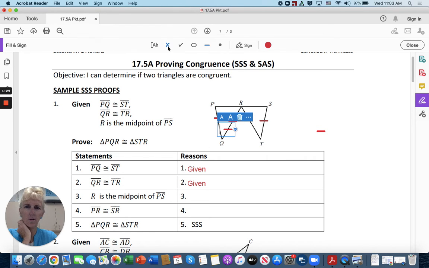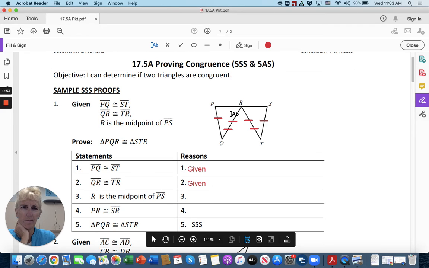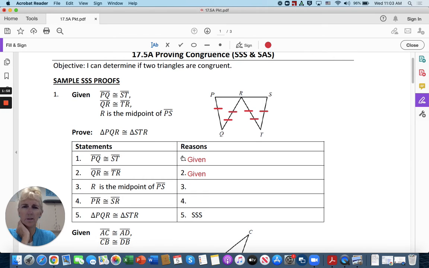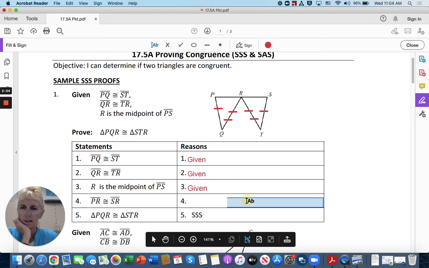And that is congruent to QR, and you can put two. I would put yours closer together. And then TR is congruent, so I'd put one there and one right outside here, to show that those are the two that are congruent. Okay, R is the midpoint of PS, so that's the midpoint, and that is also given here. So we have quite a few givens.